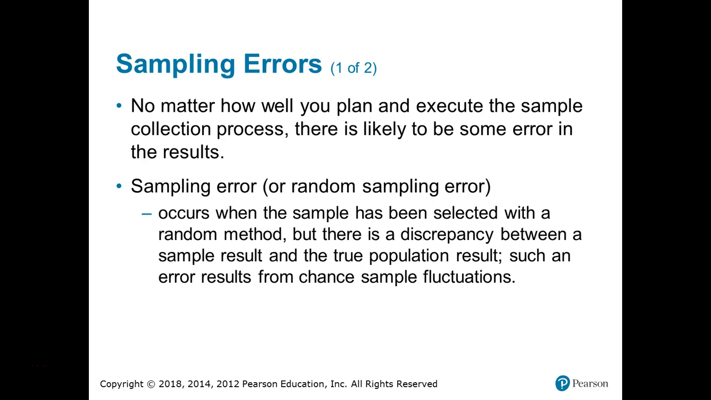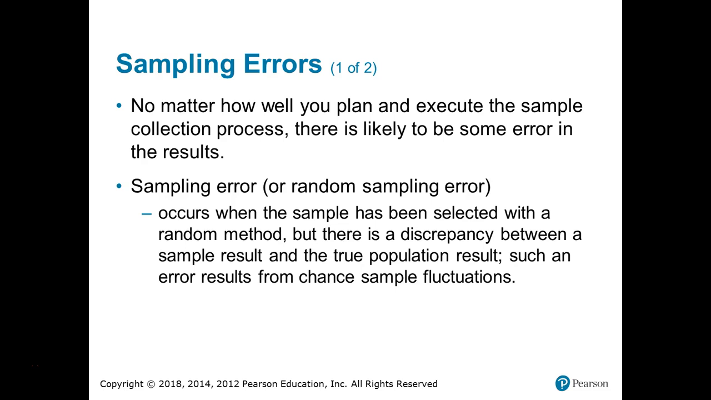Sampling errors. So no matter how well you plan and execute the sample and collection process, there is always going to be some form of error. Sampling error occurs when the sample has been selected with a random method, but there is a discrepancy between a sample result and the true population result. Like, you're never going to get 100%.